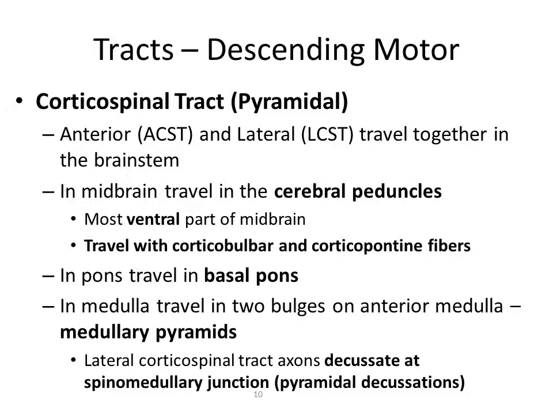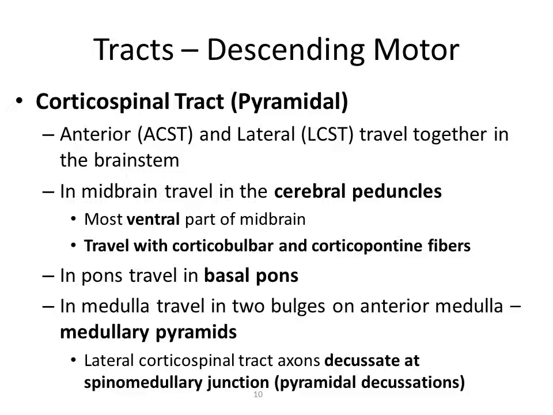And then we have our descending motor tracts. We have some that you're familiar with and some that are new. The one that I've asked you to be able to draw out and to know in detail is our lateral corticospinal tract. When we are in the brainstem, the anterior corticospinal tract and lateral corticospinal tract are traveling together. So you'll see them just called corticospinal tracts. They're also known as the pyramidal tracts because on the anterior aspect of the medulla, in the basilar portion of the medulla, there are two bulges on either side of midline. And these bulges are known as the medullary pyramids. And since these particular tracts travel down through the pyramids, they are known as the pyramidal tracts.